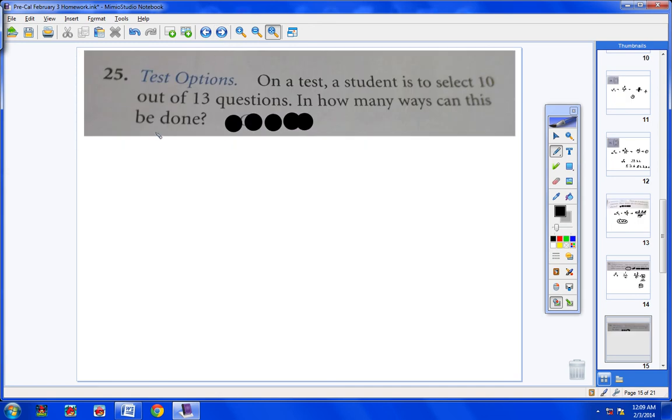Moving on to 25. On a test, a student is to select 10 out of 13 questions. In how many ways can this be done? Now look, if you're choosing 10 questions, it doesn't matter what order they're in. The 10 questions you choose are the 10 questions you choose. So order doesn't matter, so we are dealing with combinations. So we have a group of 13, and we want to know how many sets of 10 we can pull out. So we use our formula.